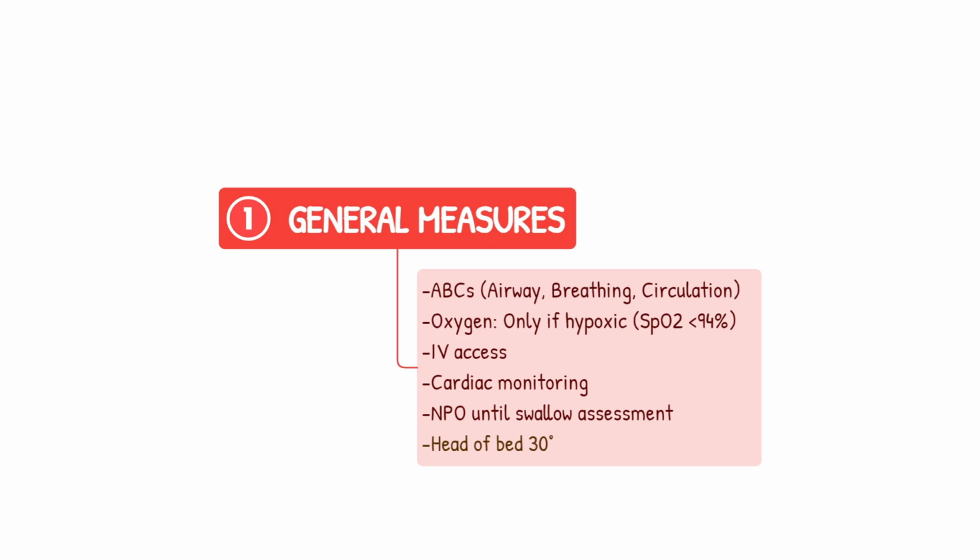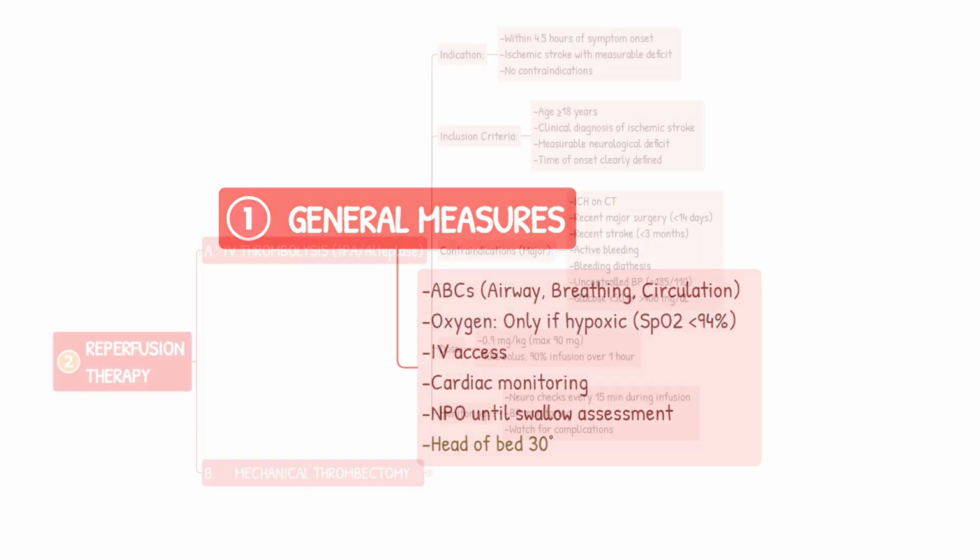First, ensure airway, breathing, and circulation are stable. Provide oxygen only if the patient is hypoxic with oxygen saturation less than 94%. Routine oxygen supplementation is not recommended. Establish IV access for medications. Start cardiac monitoring to detect arrhythmias like atrial fibrillation. Keep the patient NPO until swallow assessment is completed to prevent aspiration. Position the head of the bed at 30 degrees.